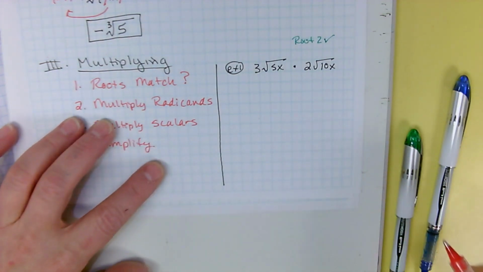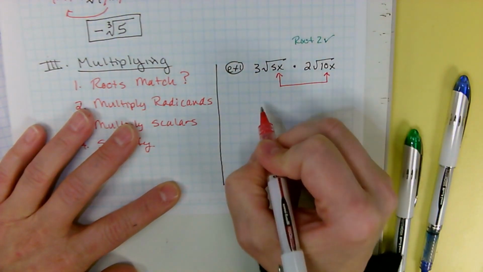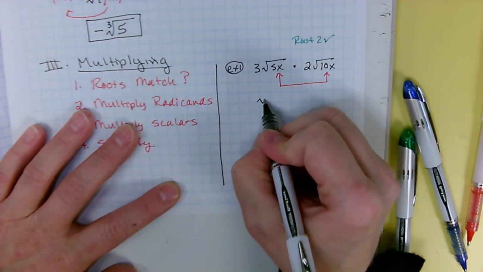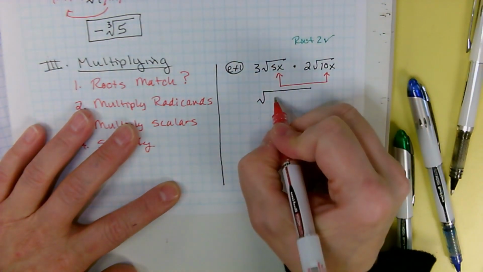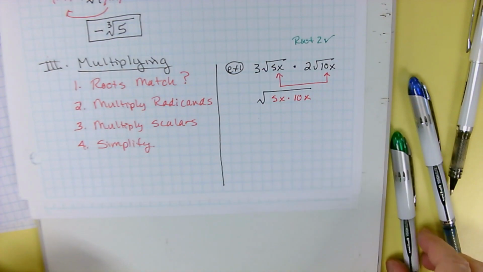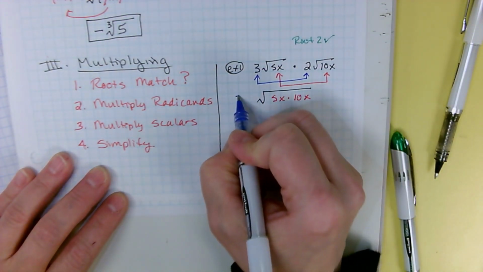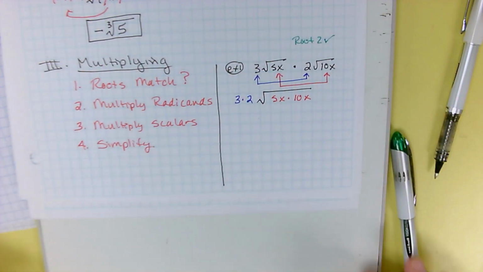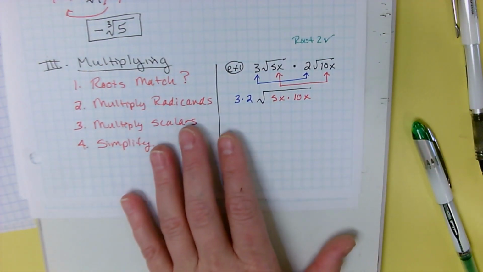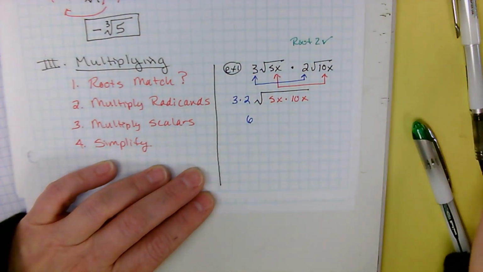So now we're going to multiply the radicands. So I'm going to put the 5x and the 10x under the same radical. So I have 5x times 10x. And then we're going to multiply the scalars. So the 3 and the 2 out front. So 3 times 2. So multiply the radicands, multiply the scalars. So 3 times 2 is 6.